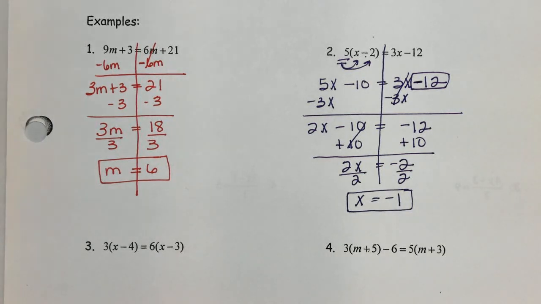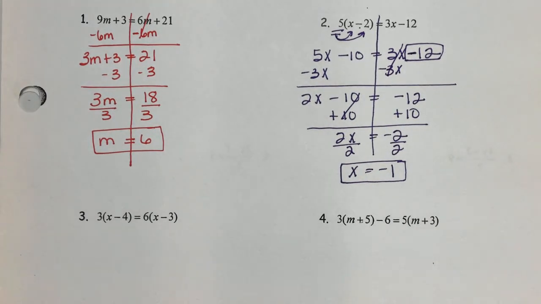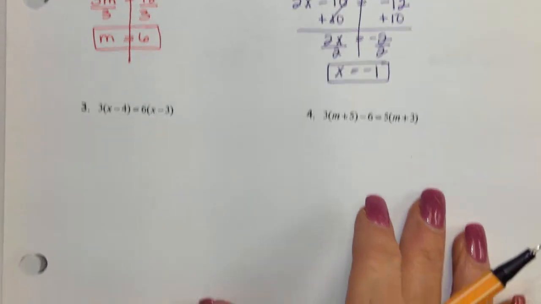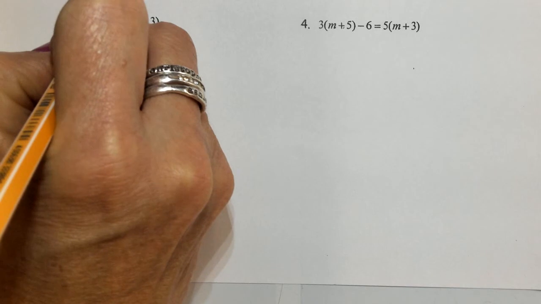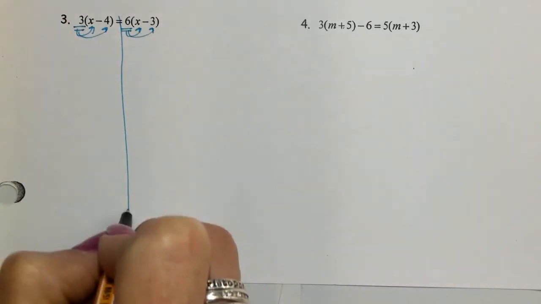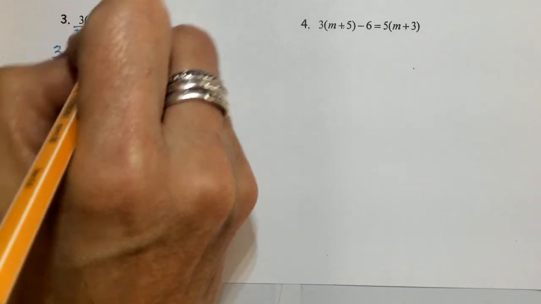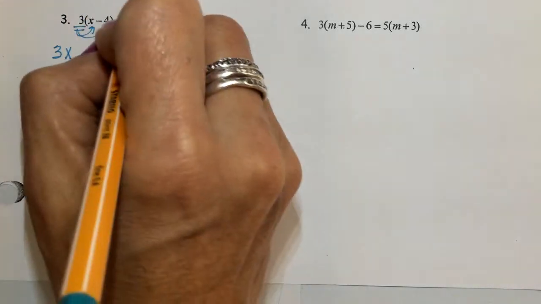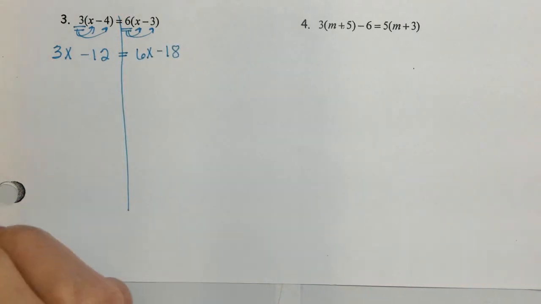Okay, that's multi-step equations. So that's 1 and 2. Now we're going to move on to 3 and 4. So for number 3, each time we're adding a little bit something more to it. So number 3, we have a distributive property on both sides. So I'm going to have to distribute this 3 through here and this 6 through here. Okay, now we're still working each side opposite here. 3 times x is 3x. 3 times negative 4, negative 12. 6 times x is 6x. 6 times negative 3 is a negative 18.